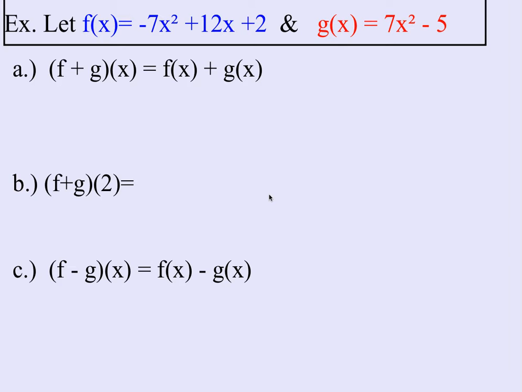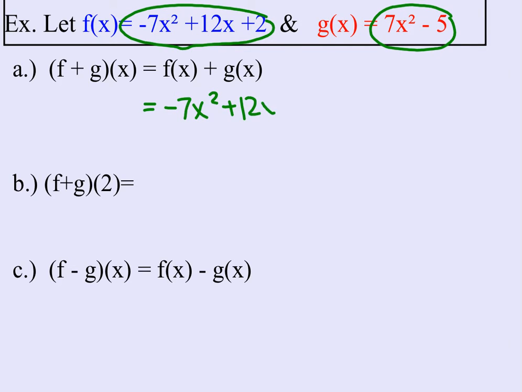And our first part, part A, is to say f of x plus g of x. So we're essentially taking the blue function and we're adding it to the red function. So we're going to go ahead and add these two functions together. So negative 7x squared plus 12x plus 2, and we're going to add it to the red function. Alright, so now let's go ahead and drop the parentheses and we're going to combine like terms.